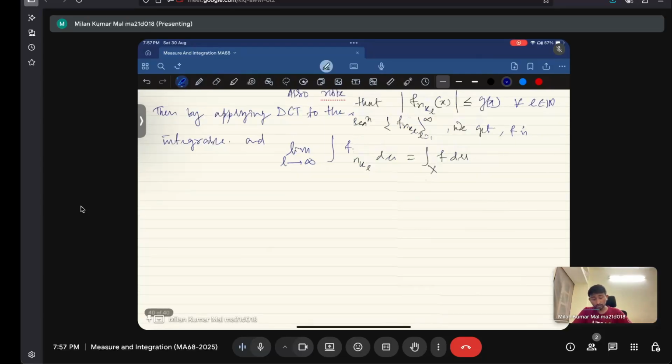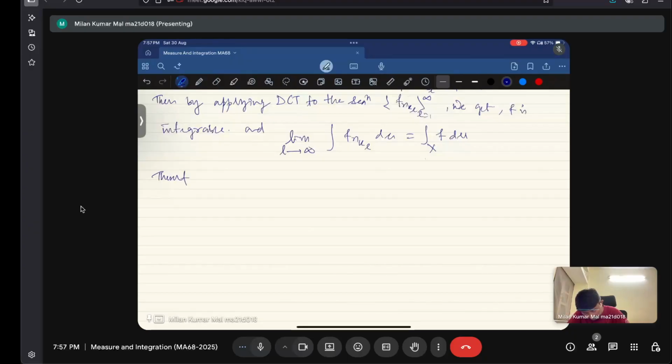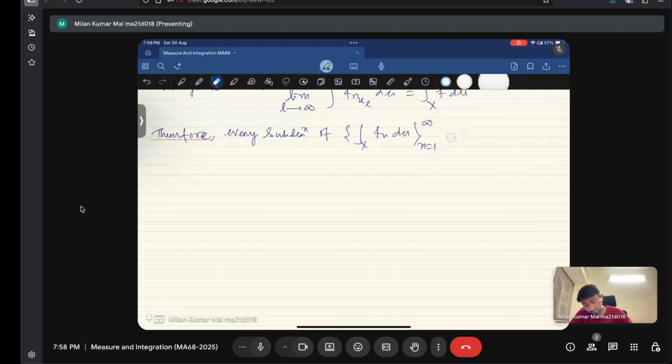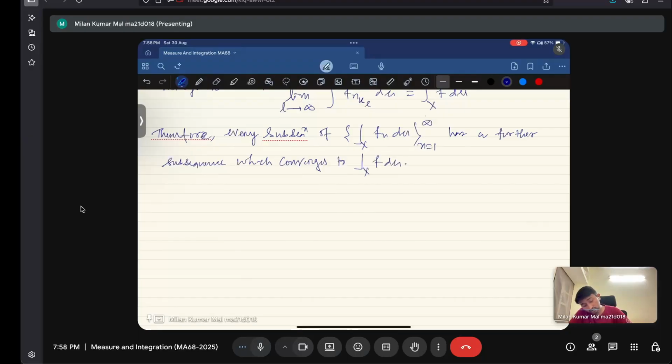So therefore, every subsequence of 1 to infinity has a further subsequence which converges to integration f d mu. So this completes the proof.